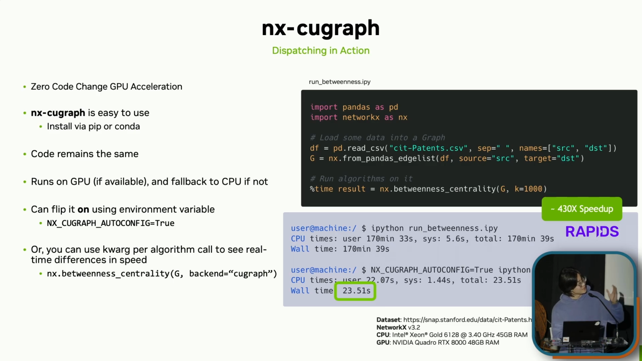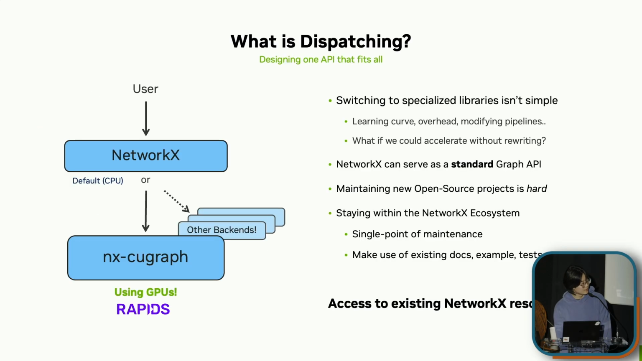And when I run it using NetworkX on a graph of this size, it took just less than 3 hours to complete. Now that's a lot of waiting. So instead, on a system with a GPU and nx-cugraph installed, I can reuse all of the same code. Nothing has to change. All I had to do was enable dispatching in an environment variable. And you can see it now completed in just over 23 seconds. So that's dispatching in action.